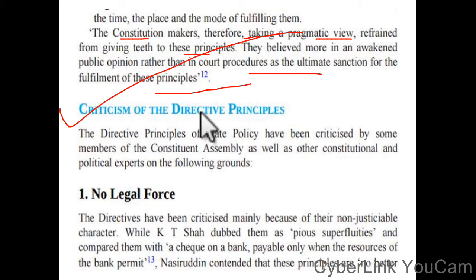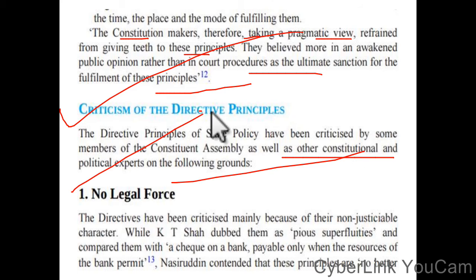Criticism of the directive principles. The directive principles of state policy have been criticized by some members of the Constituent Assembly as well as other constitutional and political experts on the following grounds. No legal force. The directives have been criticized because of their non-justiciable character.